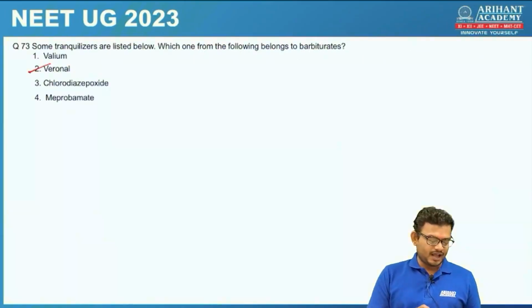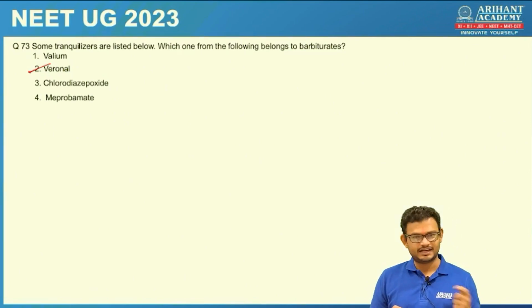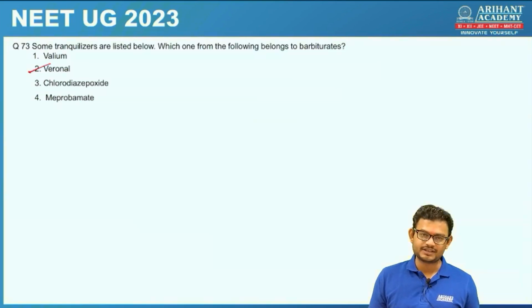Next question. Some tranquilizers are listed below. Which one of the following belongs to barbiturates? Again, a theoretical question directly from NCERT, and the correct option here is veronal.